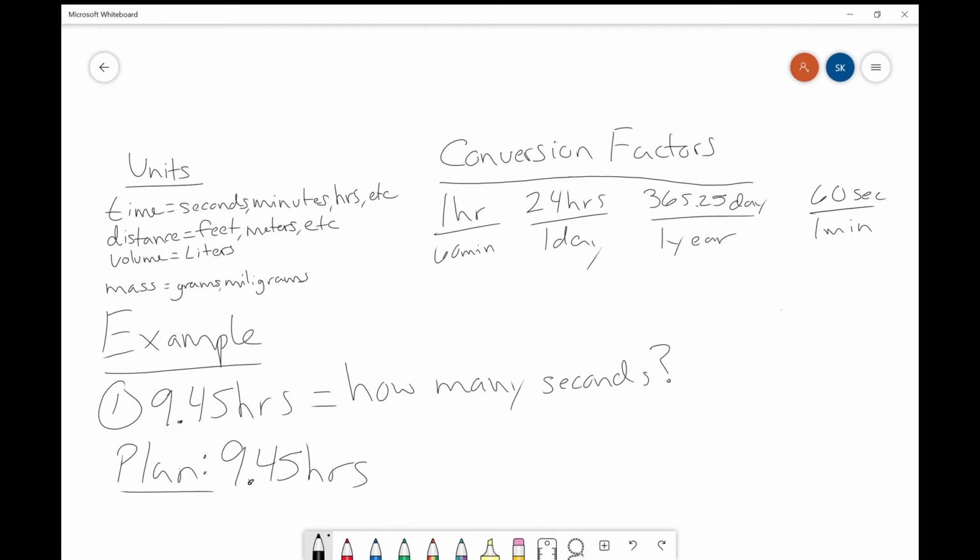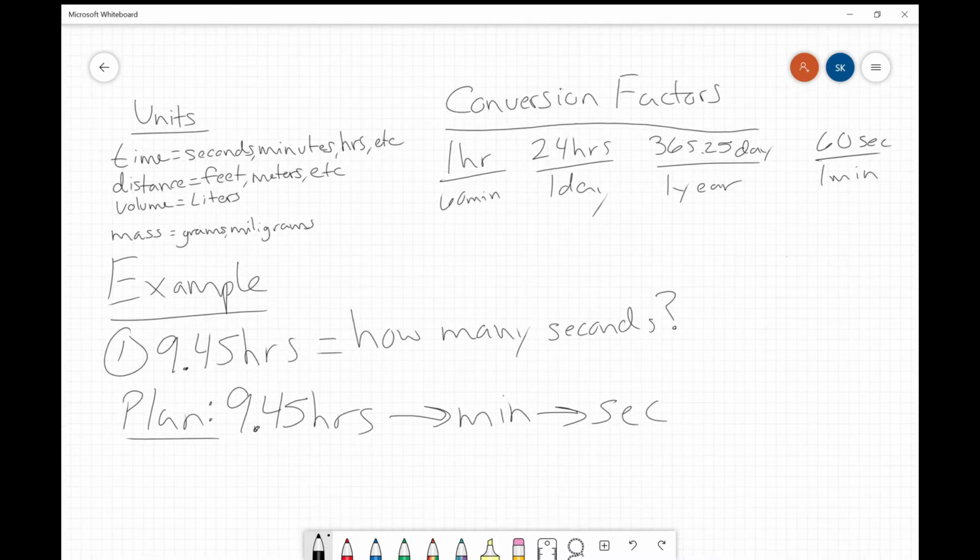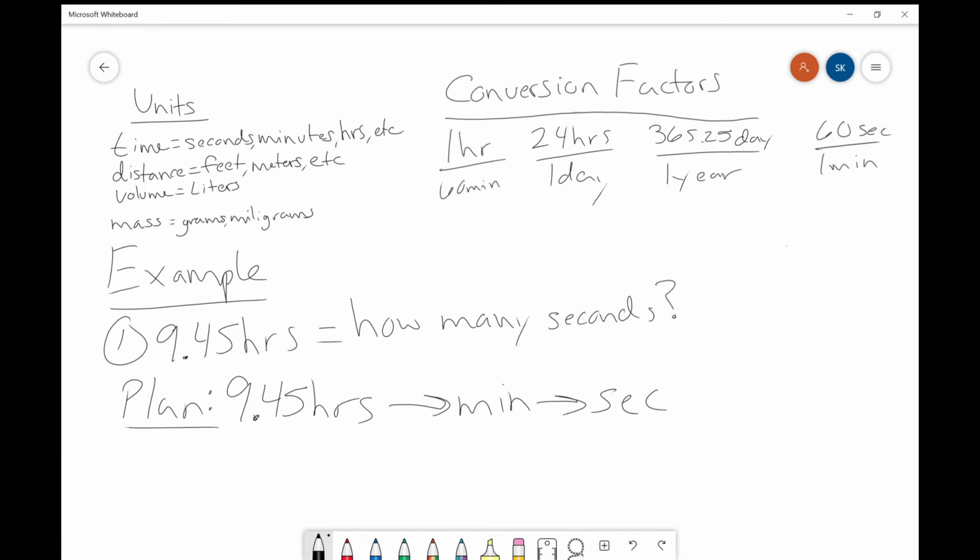What we do know is that there are 60 minutes in 1 hour and that there are 60 seconds in 1 minute. So our plan is to convert 9.45 hours to minutes and then convert minutes to seconds. That's extremely important. Don't forget to make the plan. The arrows mean we're turning one unit of measurement into another. A problem might have one arrow or lots of arrows. Typically, really complicated problems might have 4 arrows or more.